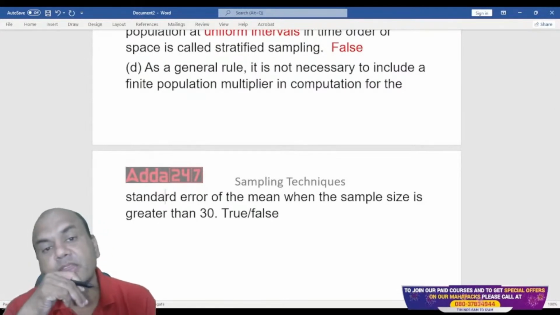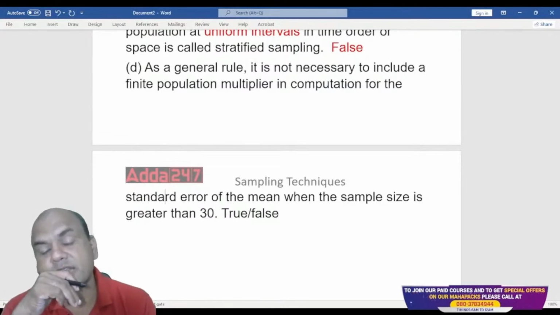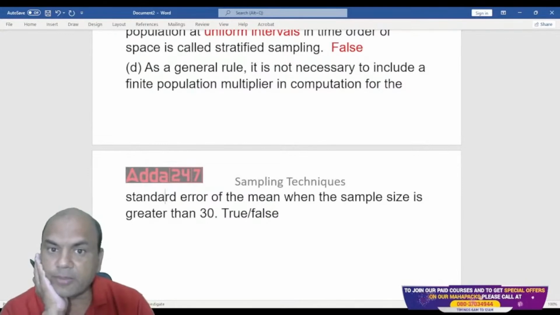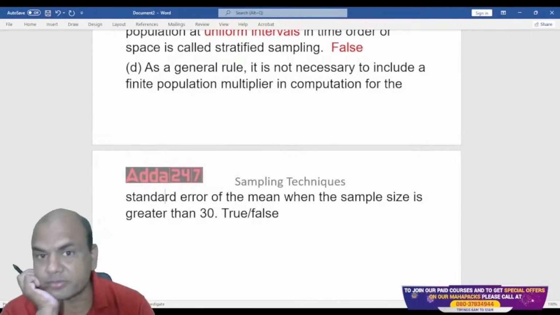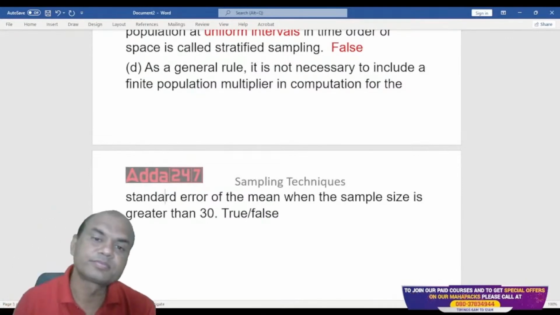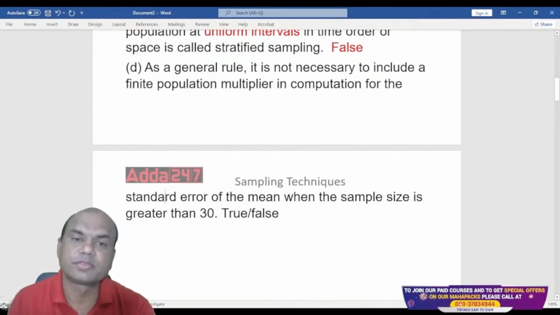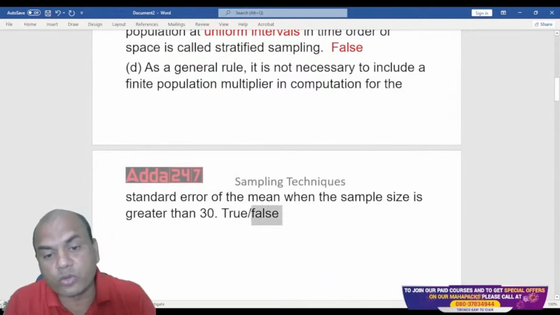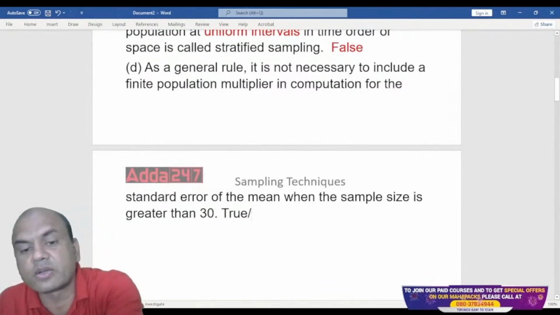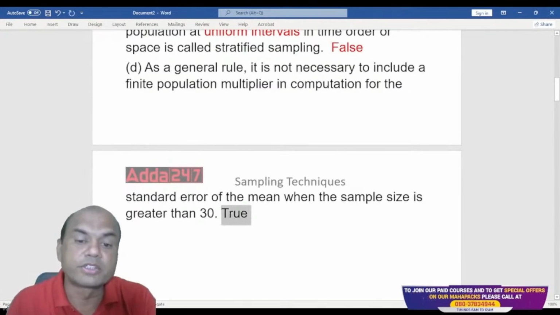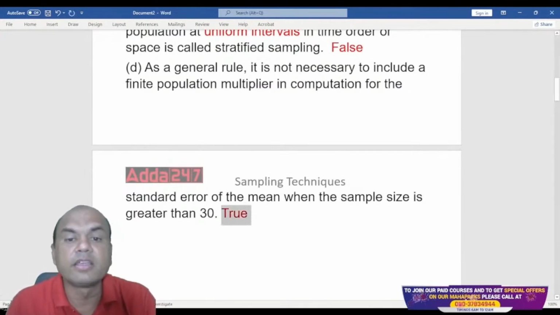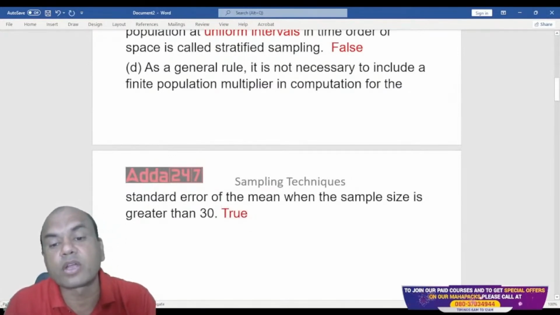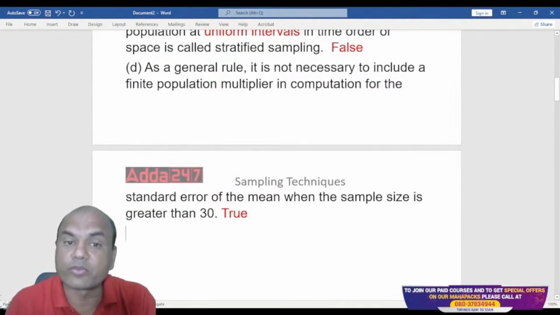Yes, it should be greater than. True or false? In the comment section, I want the answer from everyone. Yes, it is true. 30 is the true answer. It should be greater than 30. Then the finite population multiplier is not required in that case. So the minimum sample size is 30 for these cases.